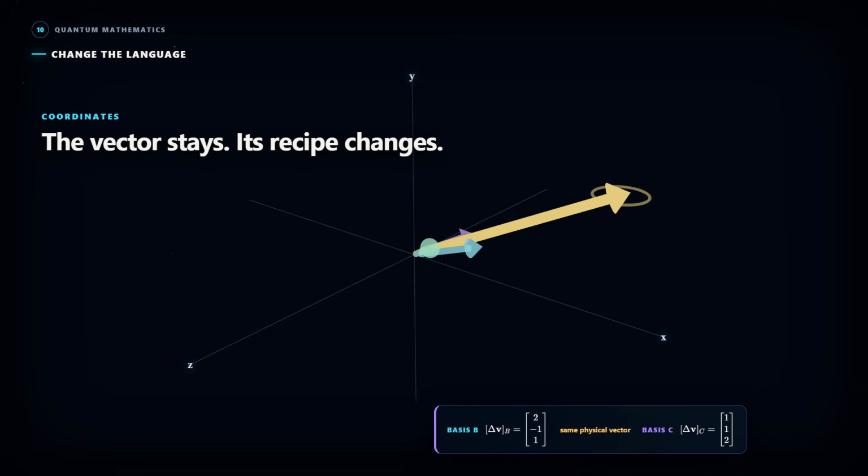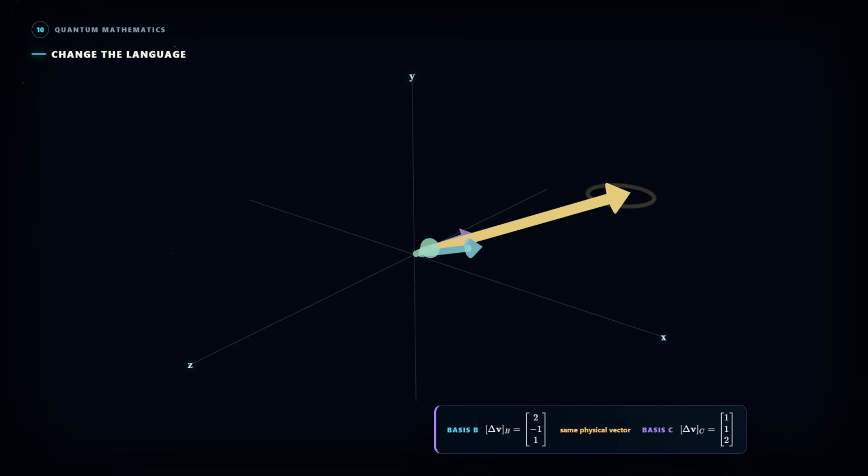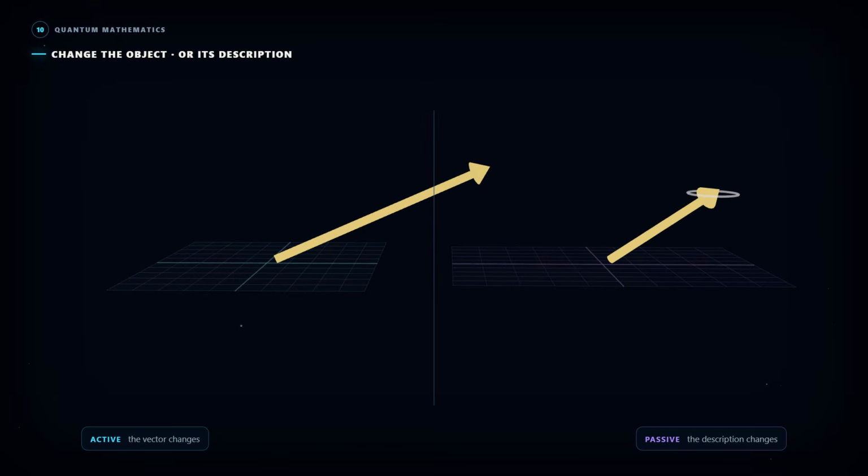Keep the final velocity change vector fixed in space. Around it, replace basis B with a different set of 3 independent directions, basis C. The colored component pieces rearrange, and the coordinate column changes, but the physical vector does not move. One vector can have many coordinate descriptions. A basis is a language. Coordinates are the words used in that language. This distinction will matter later.